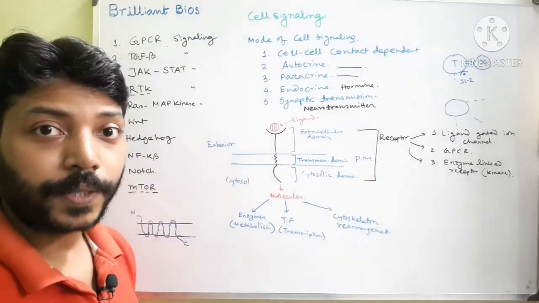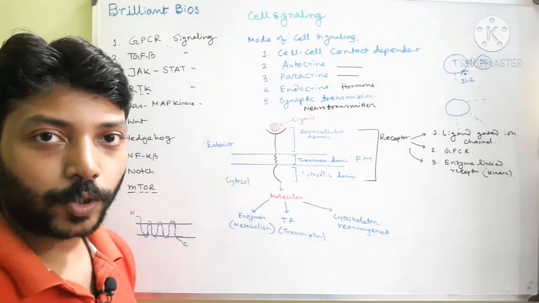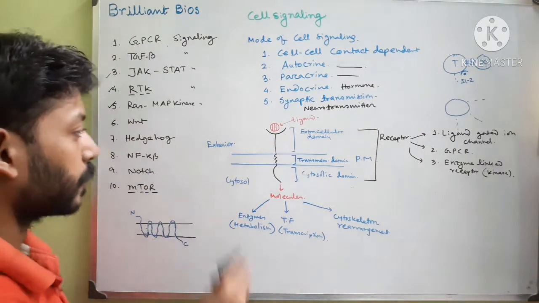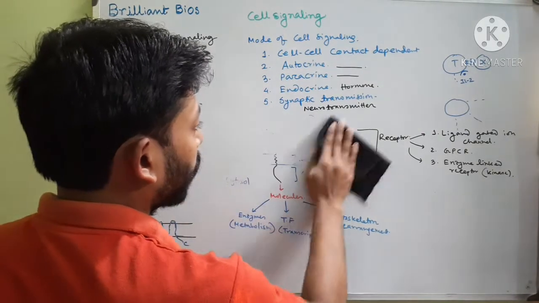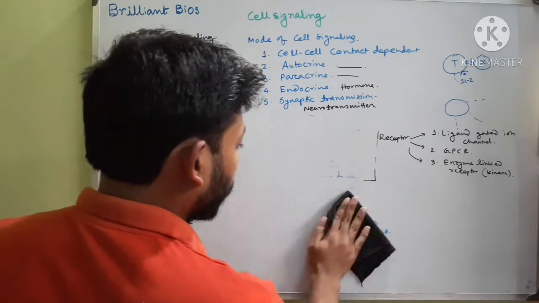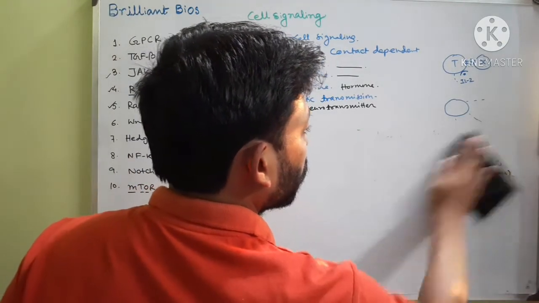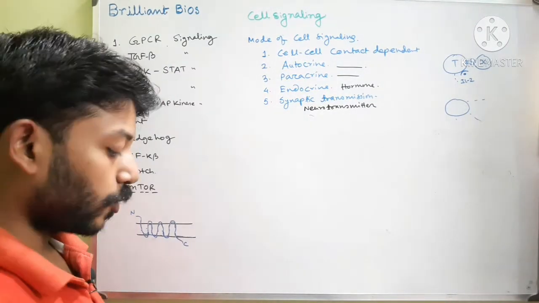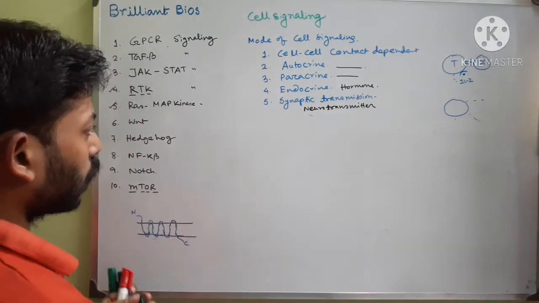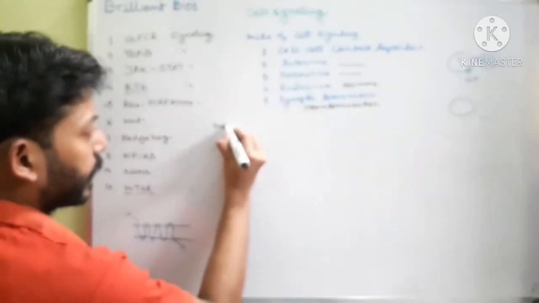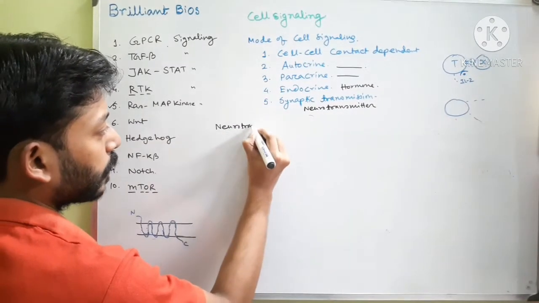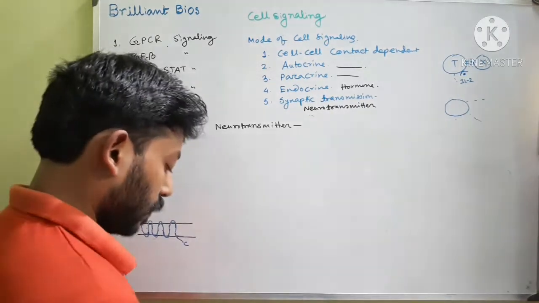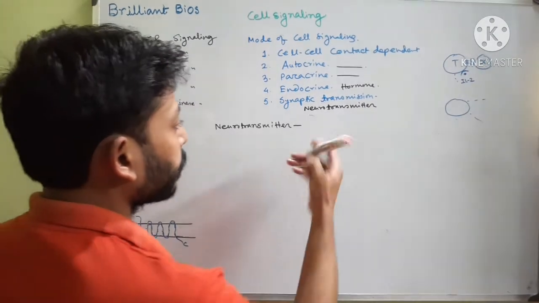Now I will give you some examples of two ligand molecules, how they work, so you can understand how cell signaling occurs in a short way. So I will give you two examples of two molecules. The first is acetylcholine. It is actually a neurotransmitter. So we will learn a very basic idea of neurotransmitter signaling, that is acetylcholine.